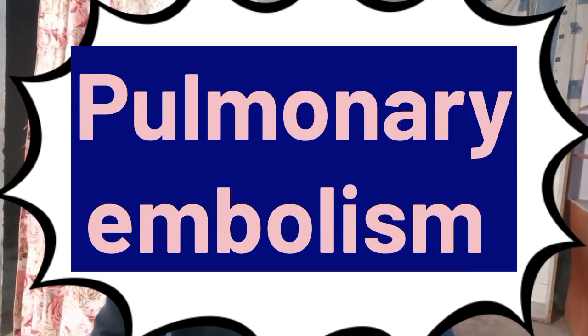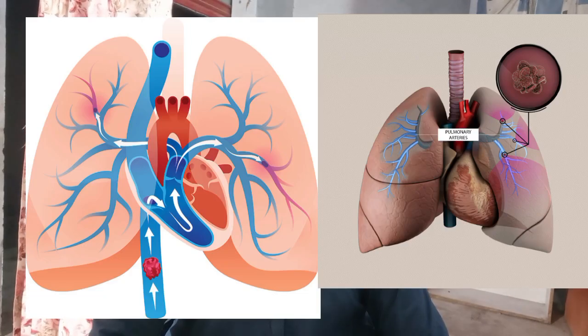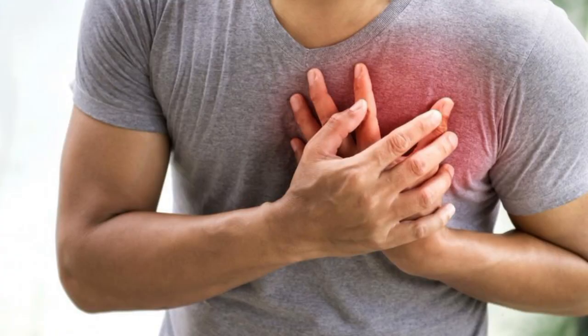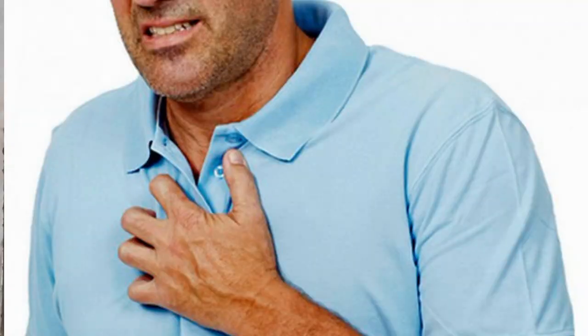Now come to the second one, pulmonary embolism. Pulmonary embolism is defined as when somewhere a clot travels to the lungs. As a result, it blocks blood flow. It can cause chest pain, shortness of breath, and even sudden collapse. Pulmonary embolism is a life-threatening condition in which immediate ICU care is needed.